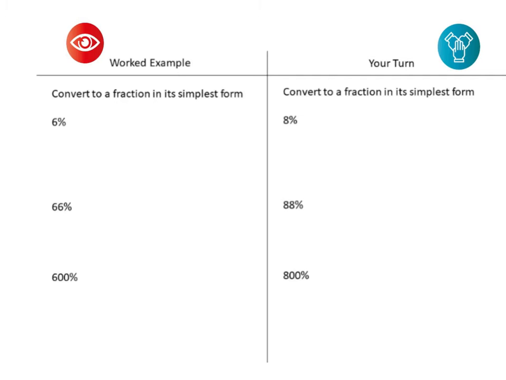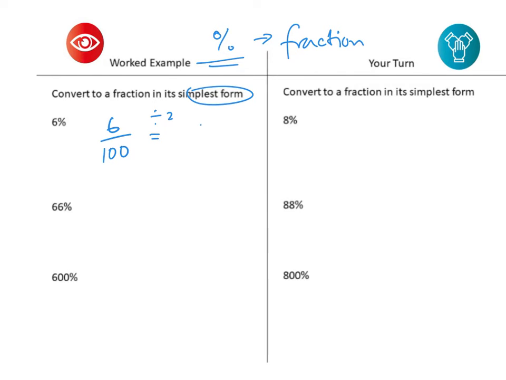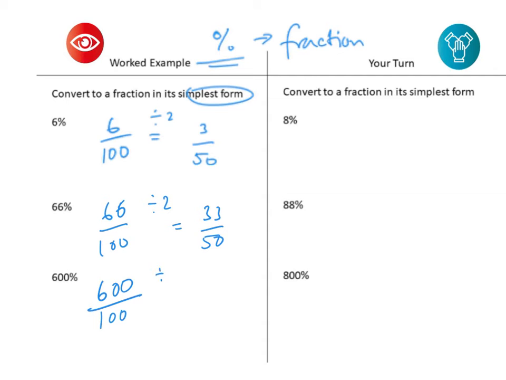So very quickly, converting a percentage into a fraction. Now we all know that percentage is out of 100, so all of these values are going to be over 100 to start with. Then obviously we want to try to cancel down again if we can. So we're going to have 3 over 50, 66 over 100. We can divide again by 2, so that's going to give me 33 over 50. And then 600 over 100, we could divide it all by 100, so we're going to end up with just 6.